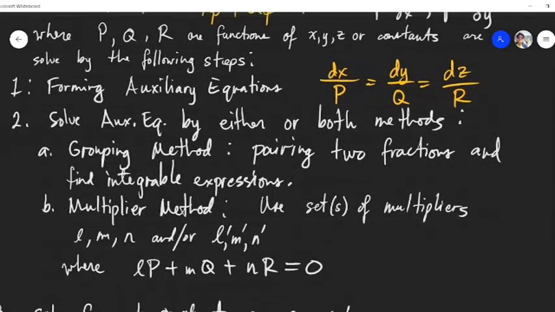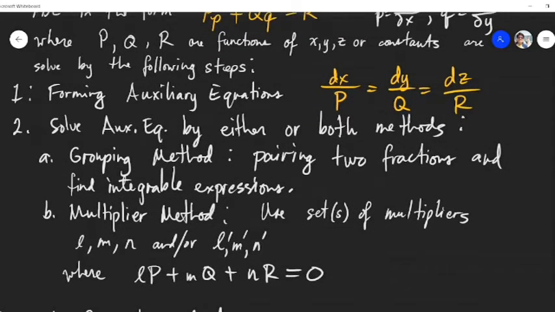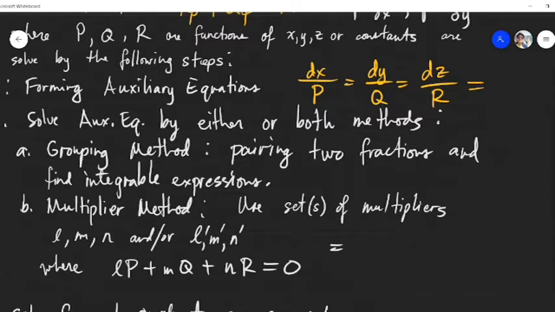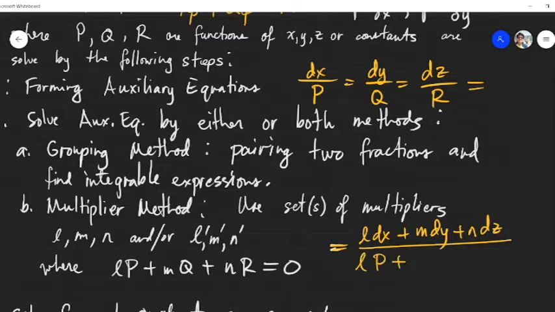so that we can equate the auxiliary equation to a ratio where we operate on those given ratios, so that the given auxiliary equations could be equated into another, equivalent ratio which is in terms of the multipliers. So L times dx plus M times dy plus N times dz over L times P plus M times Q plus N times R. Okay? And where the denominator is equal to 0.